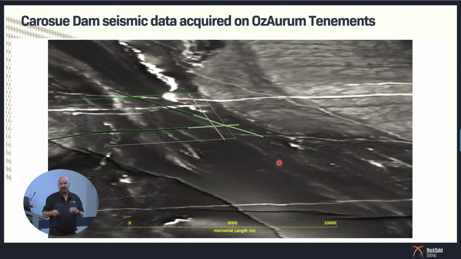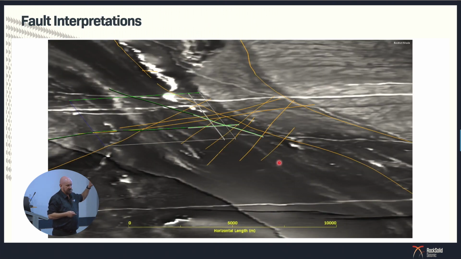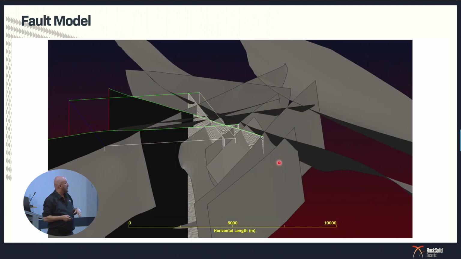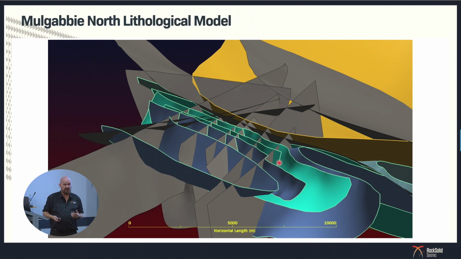We had some seismic that was collected by Saracen on the ground near Karasu, on Ozoran's ground. That's the seismic data. Doesn't look like much, but when we combine it with the magnetics and what the company already knew from their work, we ended up with a fault network that looked like that and a model that looked like this, using all the magnetics, the seismic data, all the other information. So we started with not much, ended up with a pretty robust model.